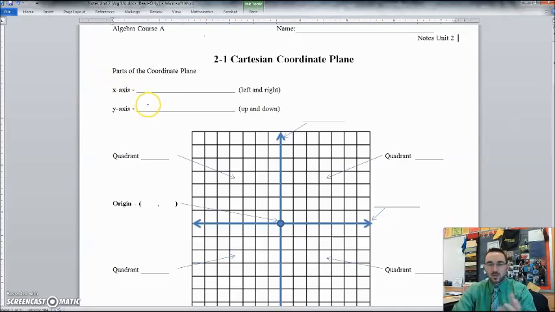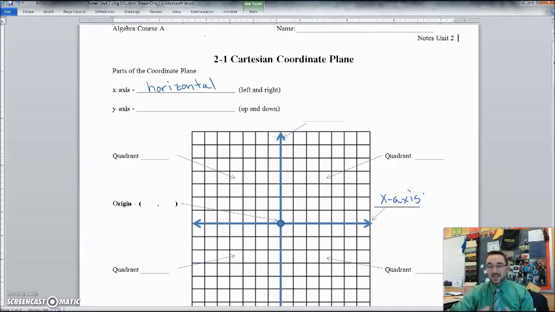The Cartesian coordinate plane is two-dimensional. We have up, down, left and right, and we denote this with the x and y axis. The x-axis is going to be the horizontal axis, the horizontal bar that's across the bottom here. So we can just go ahead and label this as we're going. This would be the x-axis.